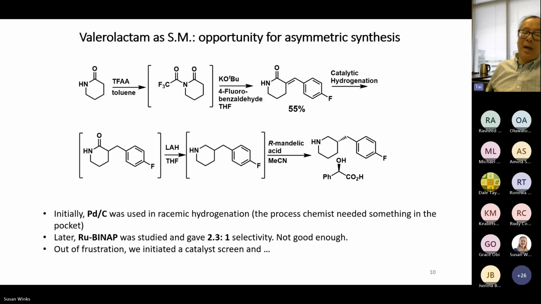Initially, we tried palladium on carbon just to see if it reduces, and it does. And later on, we tried ruthenium BINAP. That gives a very modest selectivity, which is not good enough. And the team, myself, we were very frustrated by that. And we quickly initiated a screen just to see, are we going to find anything or not? Next, please.